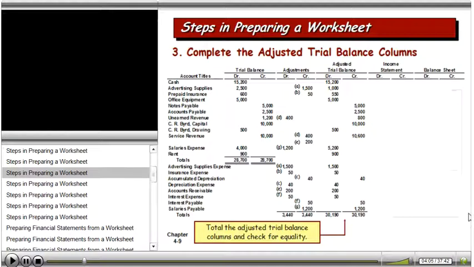Then we compute our adjusted trial balance. You can see that on the second line here, advertising supplies on the trial balance had a debit of $2,500. In the adjustment column, we credited that account for $1,500, so it nets out to be $1,000 adjusted trial balance. So we do that for all of the accounts, and if we haven't made any math mistakes or other mistakes, then our adjusted trial balance debit and credit columns will equal each other. In this case, it's $30,190.